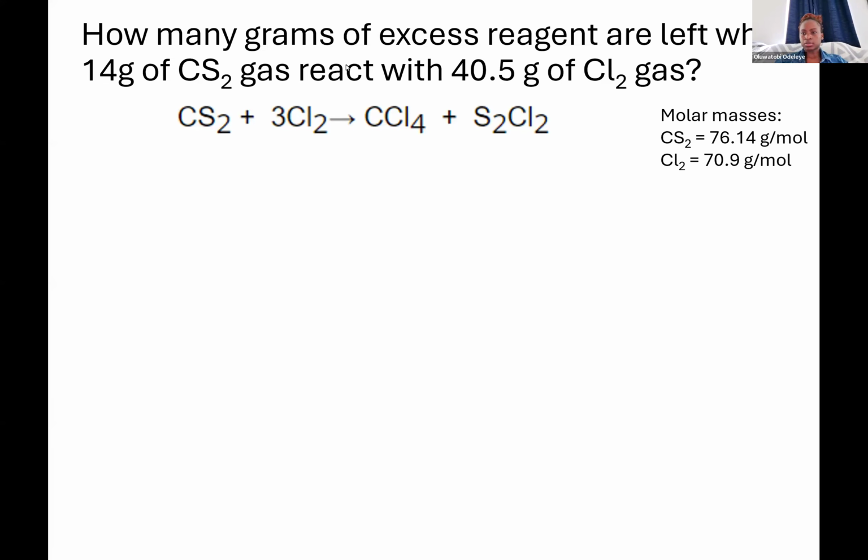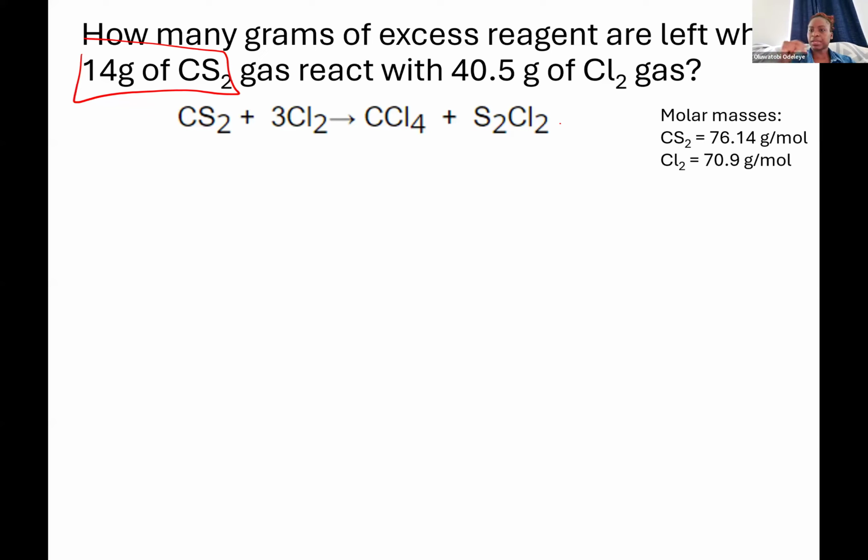Hi all. We've talked about limiting reactants, and how to figure out what the limiting reactant is, but how do you figure out how much of the excess stuff is left? The way to do this is to first figure out the limiting reactant, because you need to figure out what the excess reagent is. So you have 14 grams of carbon disulfide and 4.5 grams of chlorine gas. Those are both reactants.